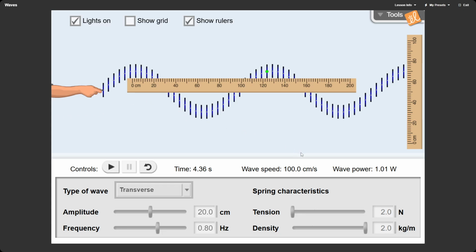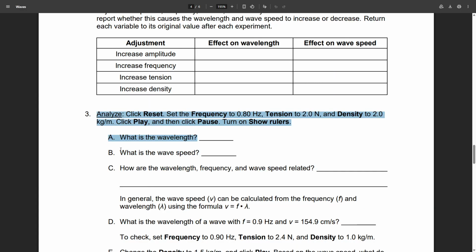And then what's the wave speed? That's easy, just look down here. It gives it to you in between the time and the wave power. So that's questions A and B.